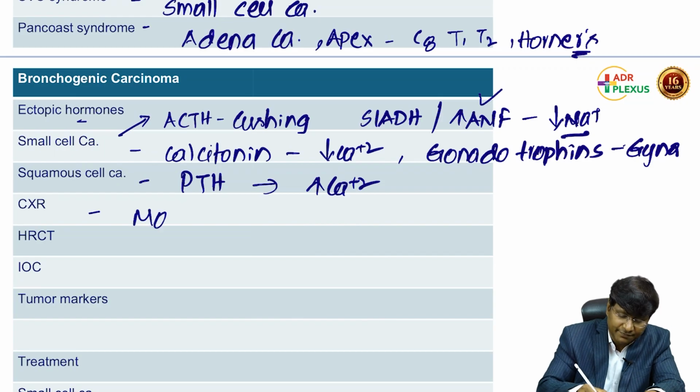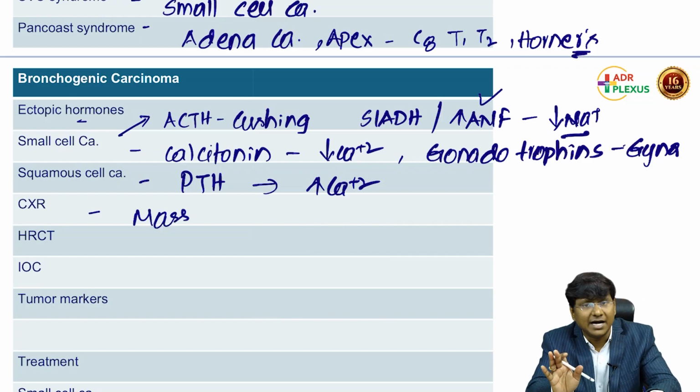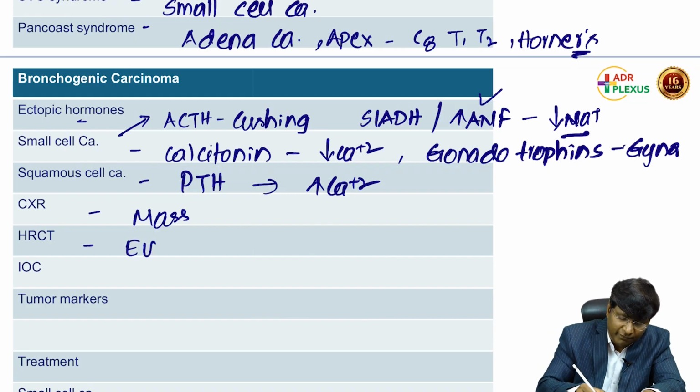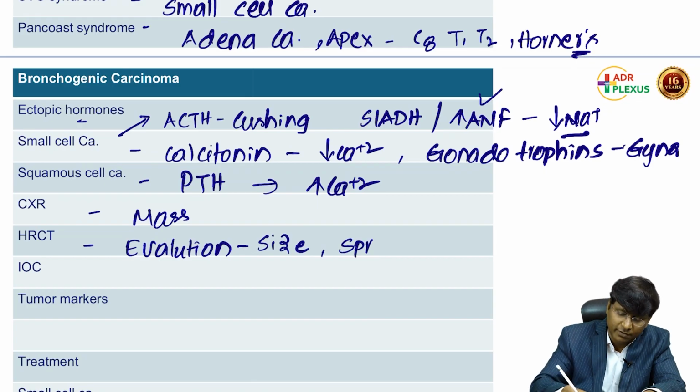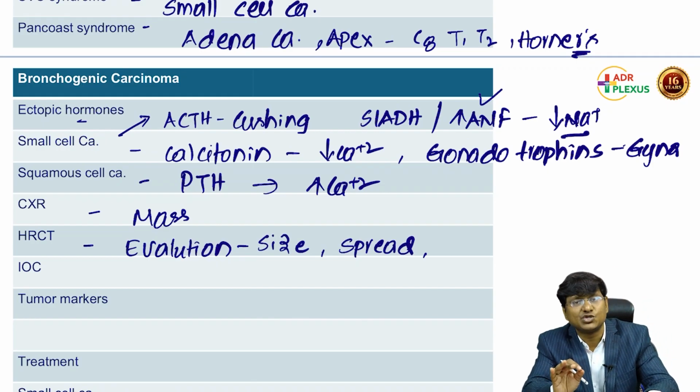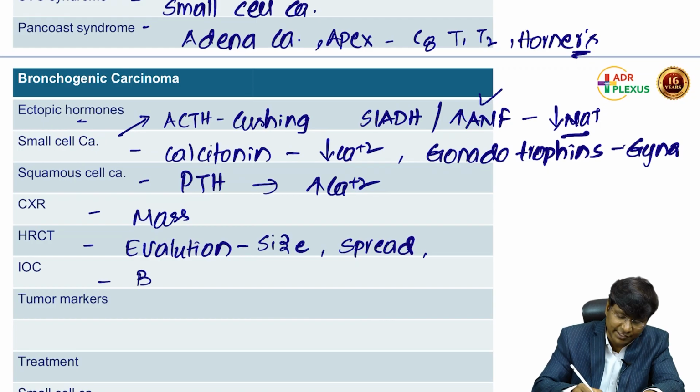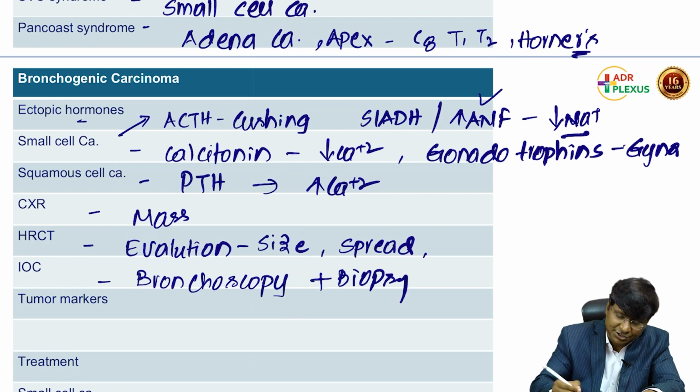On chest x-ray, you have the presence of a mass within the lung parenchyma, and this mass, right, will cause widening of the mediastinum. HRCT is useful for the evaluation of the size of the tumor, right? It is also useful to assess the spread of the tumor, and to make out if there is any destruction by the tumor. The investigation of choice is bronchoscopy plus biopsy. Right, so bronchoscopy plus biopsy, that is the investigation of choice.